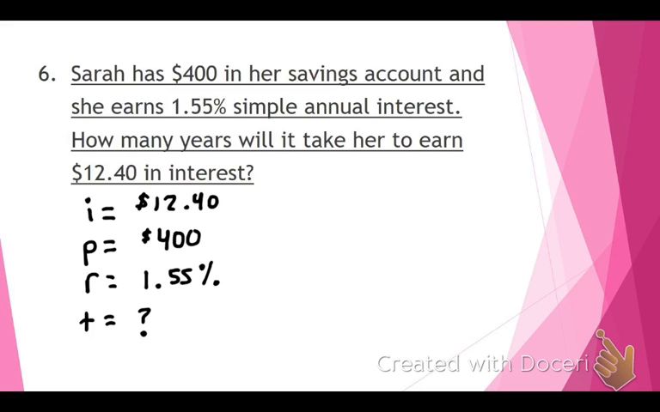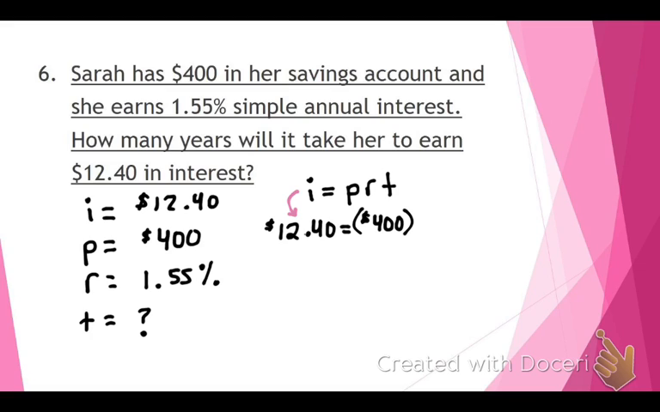Addison, what's my formula? I equals PRT. I equals principal times rate times time. Kayla, do I know the interest? $12.40. So basically all I'm doing here is plugging these things in. Instead of an I, I'm putting that right there. Okay, so what's my principal, Mason? $400. Do I know my rate, guys?